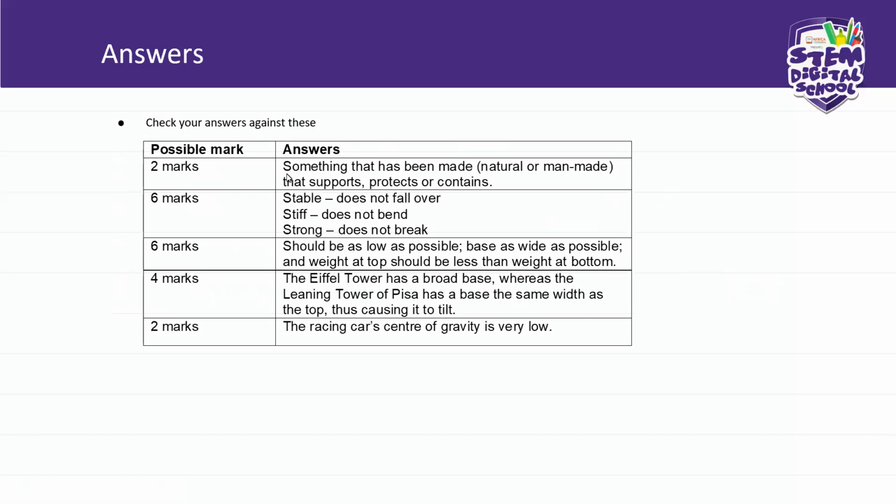Okay? A structure is something that has been made, natural or man-made, that supports, protects, or contains. Or even if you said that spans a distance, yes. Okay, if something is stable, it does not fall over. If it's stiff, it does not bend. If it is strong, it does not break. Okay? That's how you describe stable, stiff, and strong.